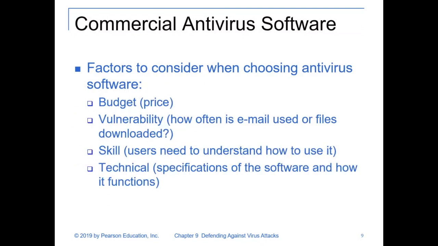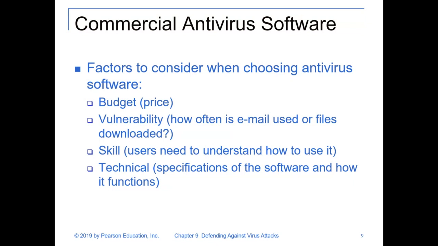Now, there is some different commercial antivirus software we'll be looking at. Some of these will be free and some will be premium, but there are some factors you need to consider when choosing antivirus software. First is the budget, the price. Now, this should not be your only consideration, but it's something you should consider. Another is vulnerability, which is how often email is used or files are downloaded. So how often are you vulnerable to a virus.